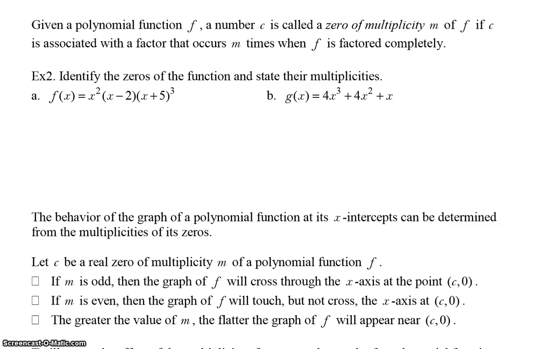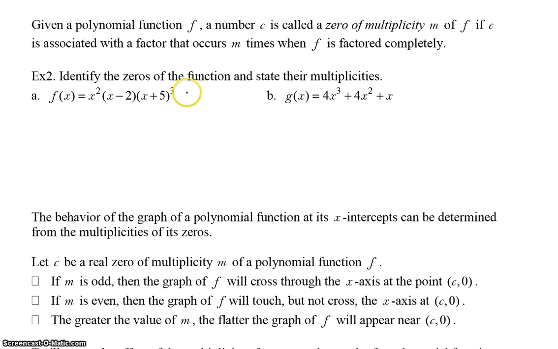If we have the complete factored form of a polynomial, it's easy to identify the zeros and their multiplicities by looking at the factors. And we can determine the zeros of a polynomial in the same fashion we would have when we solved equations in algebra. Example 2 says, identify the zeros of the function and state their multiplicities.